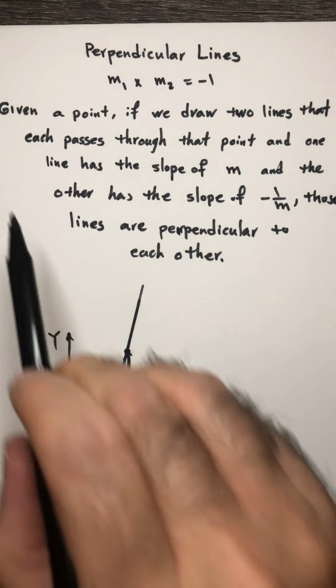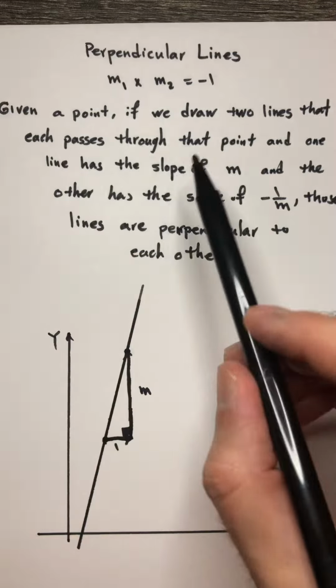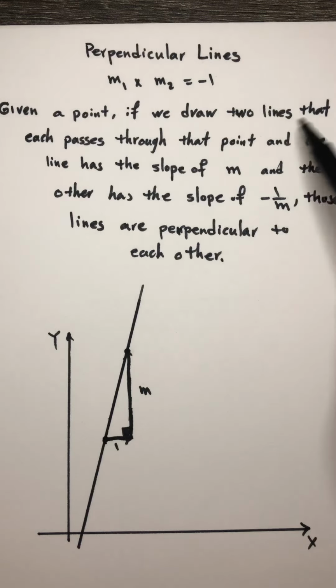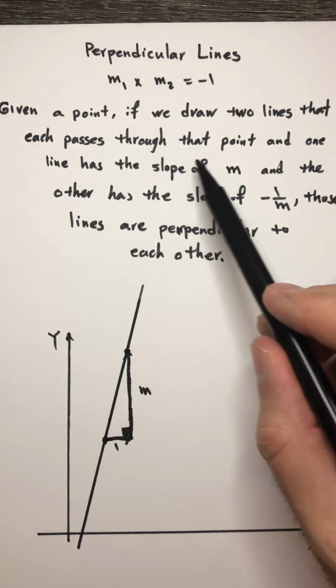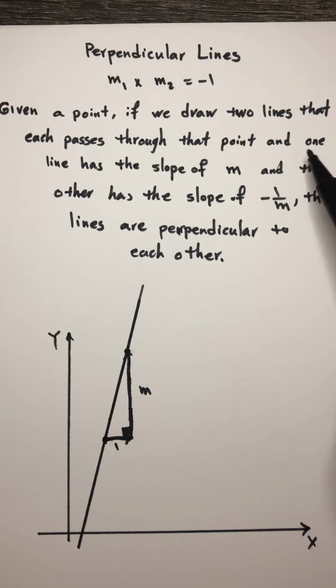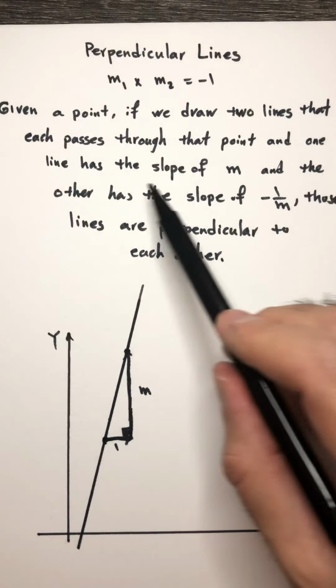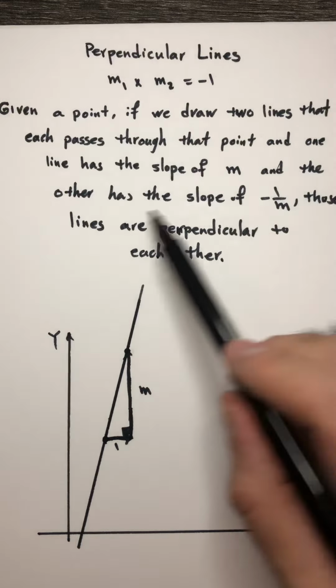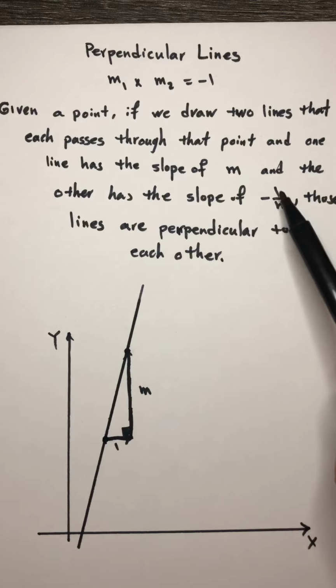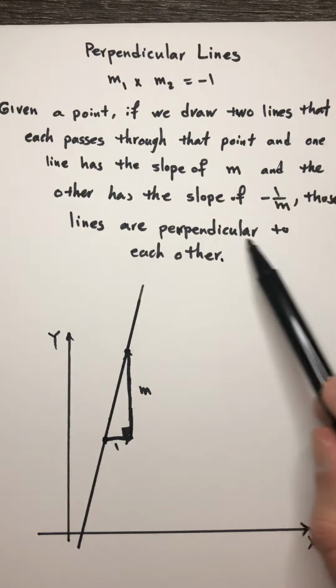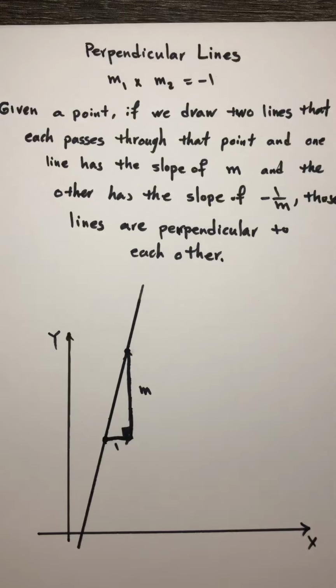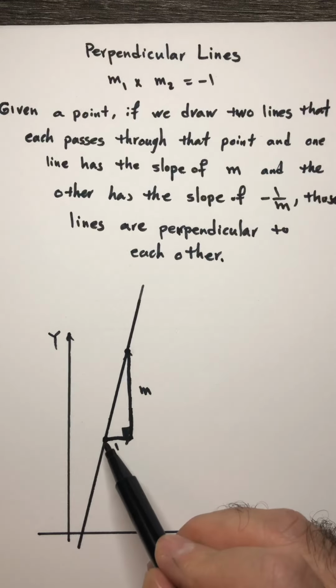In particular, we want to show that given a point, if we draw two lines that each pass through that point, and one line has the slope of m and the other has the slope of -1 over m, those lines are perpendicular to each other. Let's assume this is the given point.